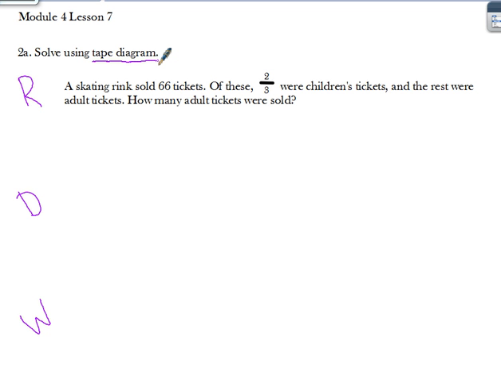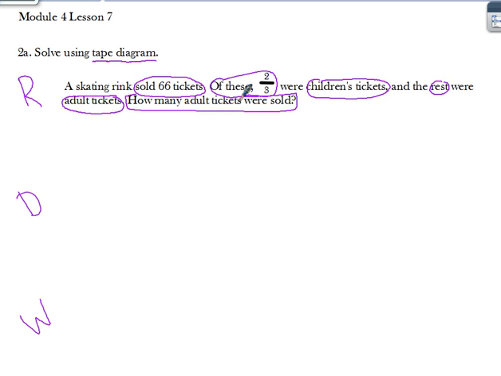A skating rink sold 66 tickets. Of these, 2/3 were children's tickets and the rest were adult tickets. How many adult tickets were sold? A skating rink sold 66 tickets. Of these, 2/3 were children's tickets, and the rest were adult tickets. How many adult tickets were sold?